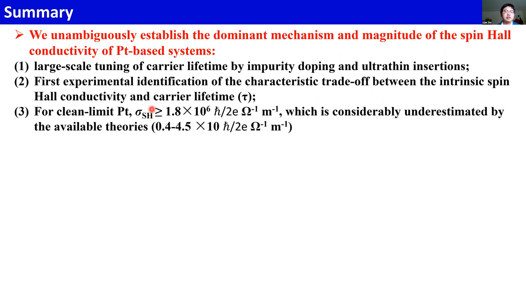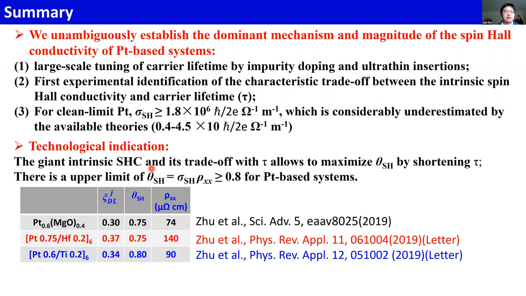And for the pure platinum, the spin Hall conductivity is 1.8 × 10⁶ ħ/2e Ω⁻¹m⁻¹, which is considerably underestimated by the available theories, by a factor of 4. Technically, this result indicates that the intrinsic spin Hall conductivity and its trade-off with the carrier lifetime tau allows one to maximize the spin Hall ratio by shortening the carrier lifetime, but there is an upper limit of 0.8 for the spin Hall ratio of platinum-based systems.